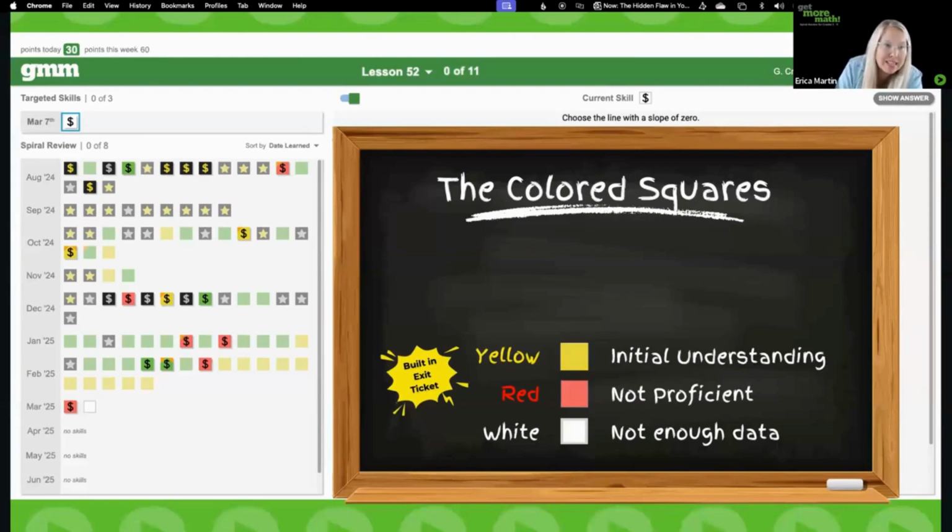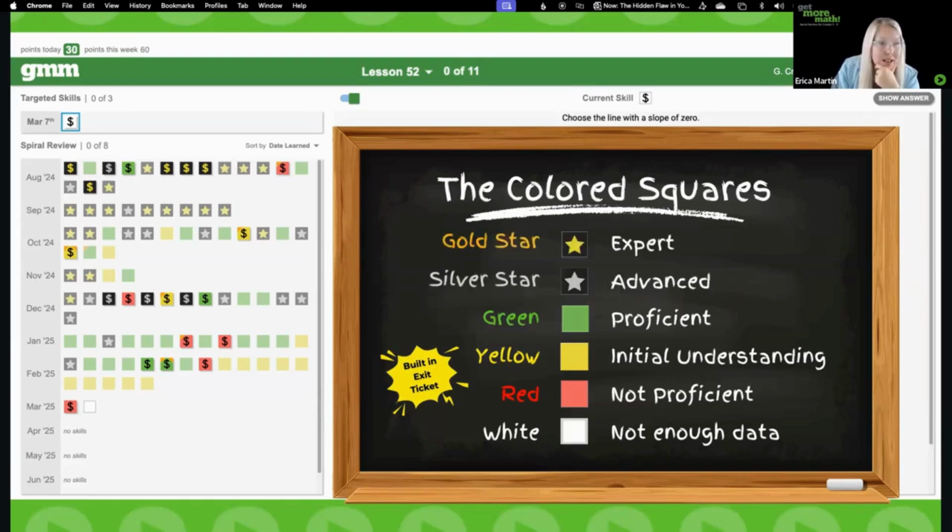But we want to move past this. We don't want to know only did the kids understand the skill the day I taught it. I want to know, do they understand these skills 3 days from now, 3 weeks from now, or 3 months from now? And that's what green, silver, and gold tell us. Those are our levels of proficiency that show proficiency over time.